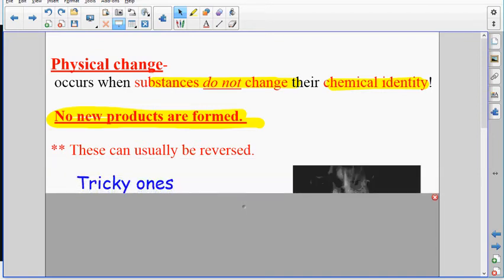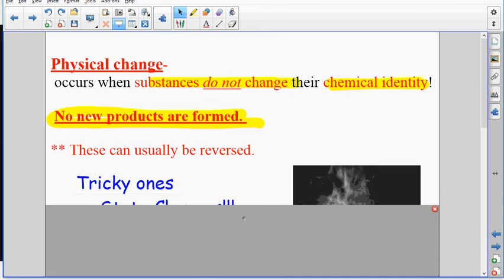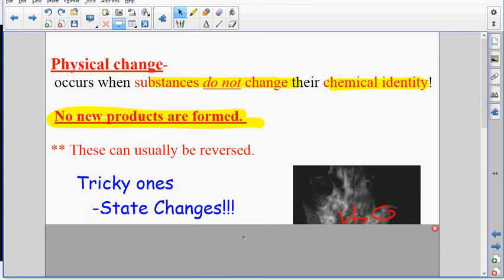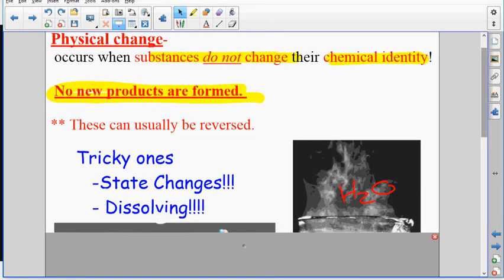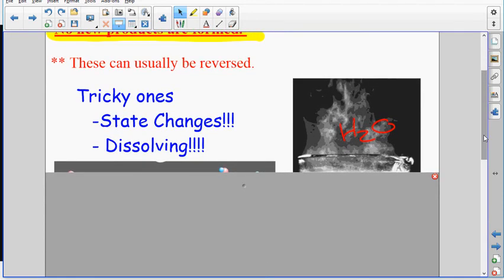Now, there are some tricky physical changes that you need to be aware of. Okay? State changes. Changing states is a physical change. Can't emphasize that enough. I will absolutely be quizzing you over that. You better believe it. Changing states is a physical change. So is dissolving. Dissolving is a physical change.